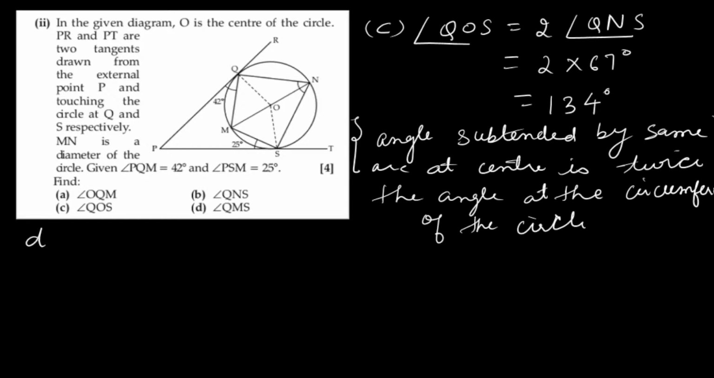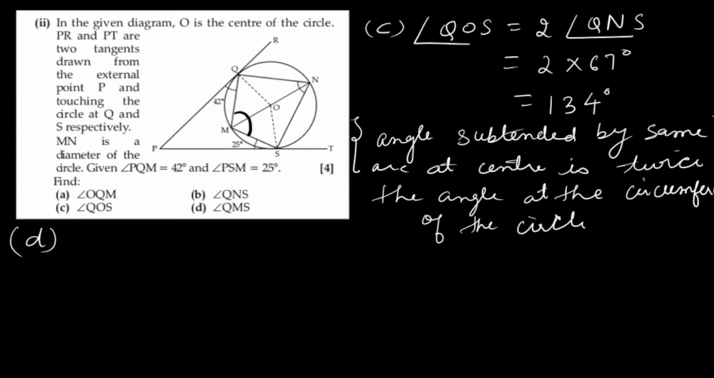Now let's do part D. Angle QMS we have to find. QMS is this angle. So how to find QMS? QMS is 113 degrees. Likita has given the answer and even Nikita, but I want you people to tell me how. A cyclic quadrilateral property.